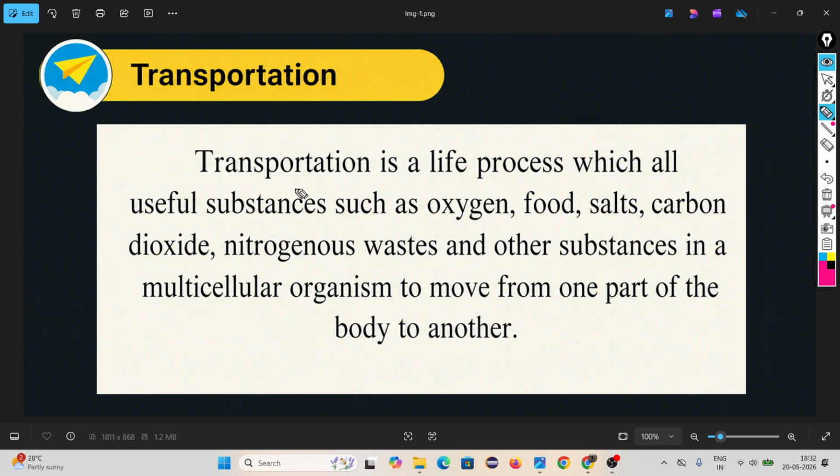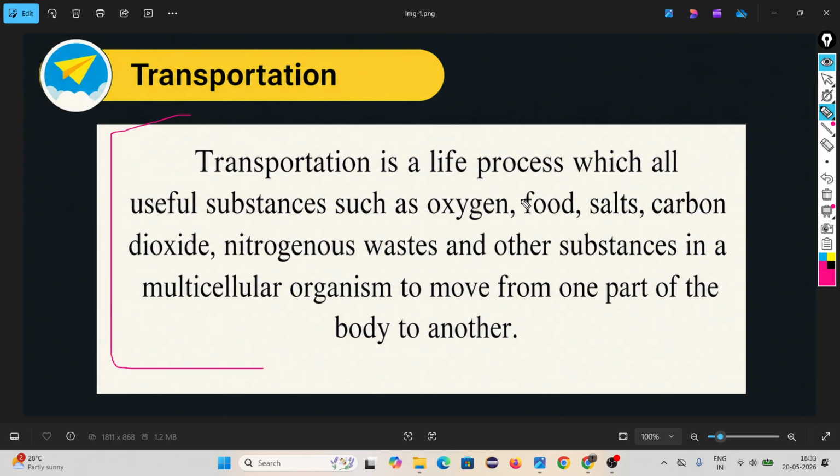Transportation is a life process like nutrition, like respiration. Transportation is also a life process in which all useful substances such as oxygen, food, salt, carbon dioxide, nitrogenous waste, like urea, uric acid, and other substances like ammonia in a multicellular organism move from one part of the body to another. So what do you mean by transportation?